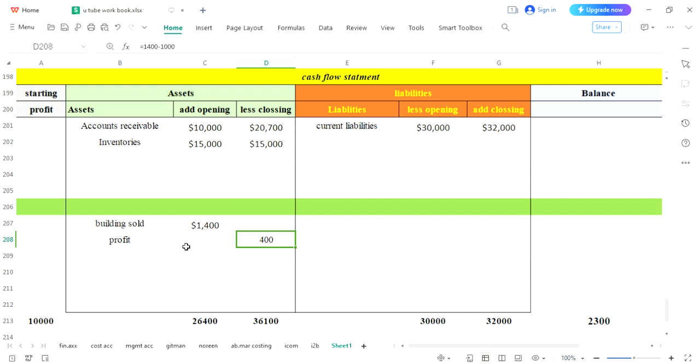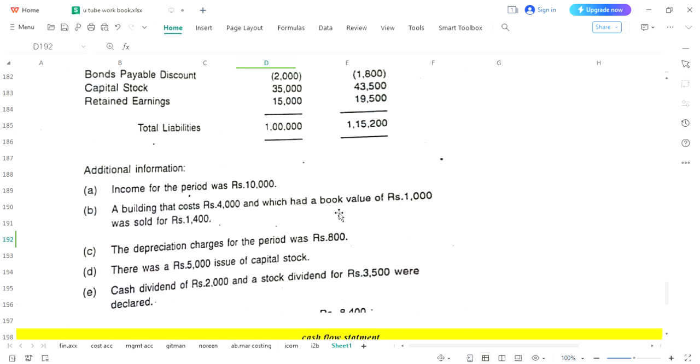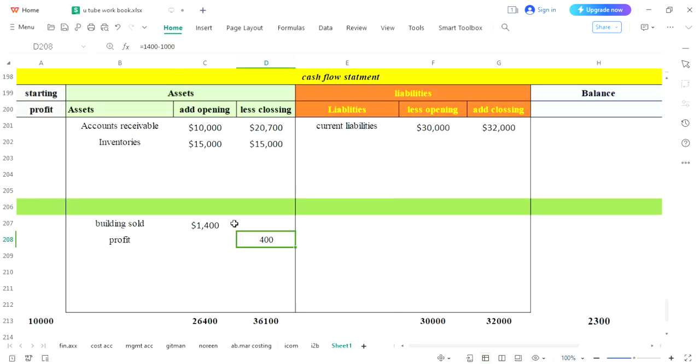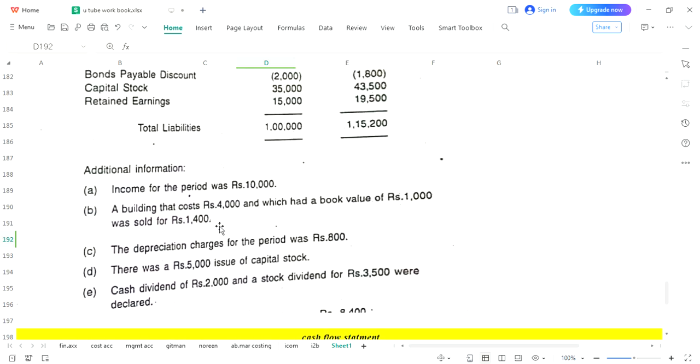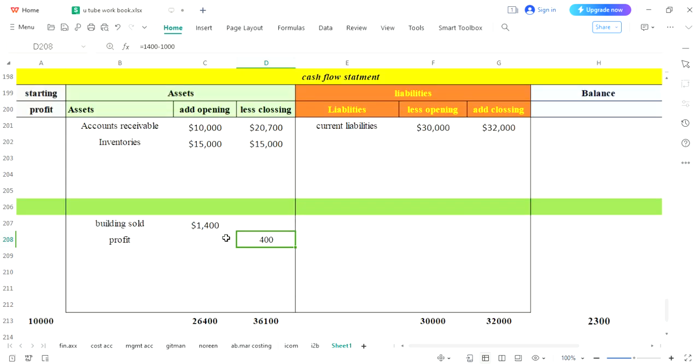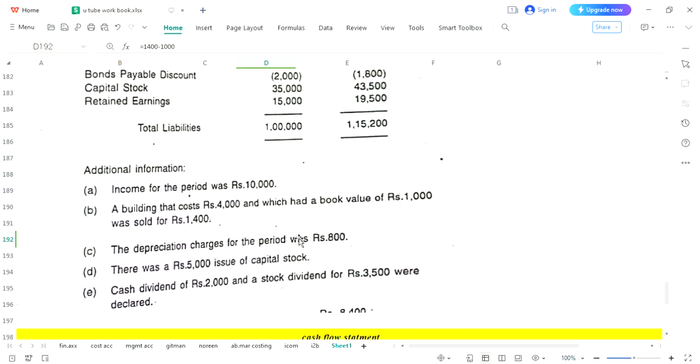Please understand, when it was a loss, you were adding to the asset. Now we have sold this asset for profit. That is why you have chosen the closing column. There were only two things which we are going to put: 1,400 received, cash increase, debit, and we have written on the opening side. 1,400 was profit. Loss we usually write in opening, so profit would be written in closing.